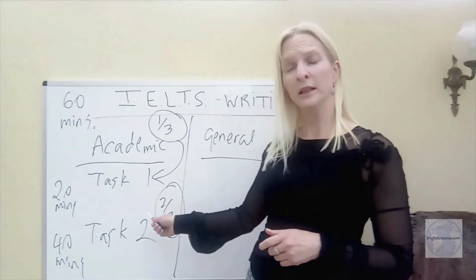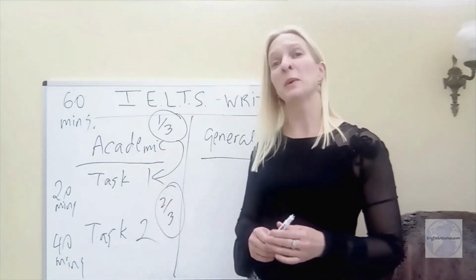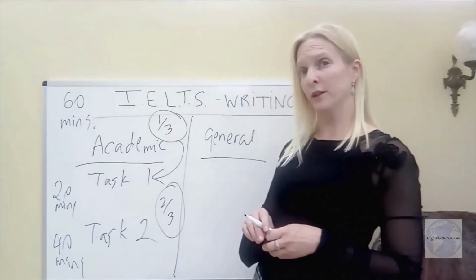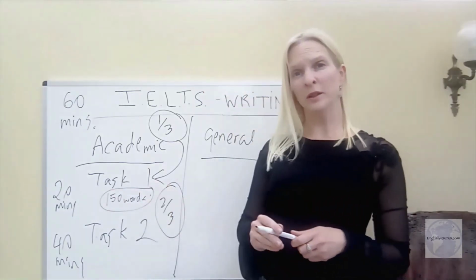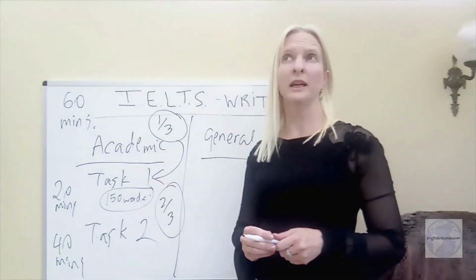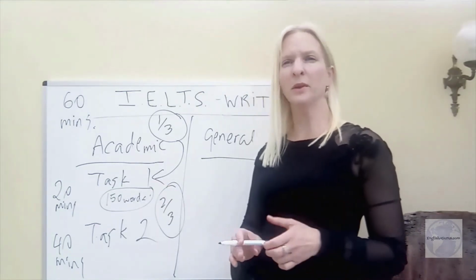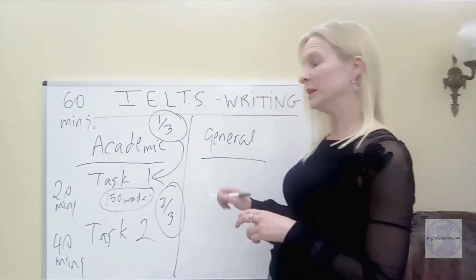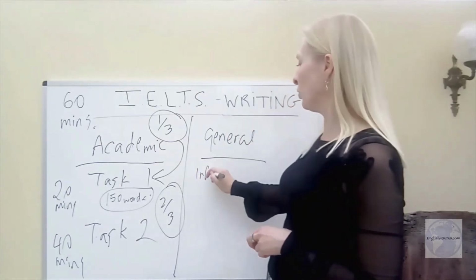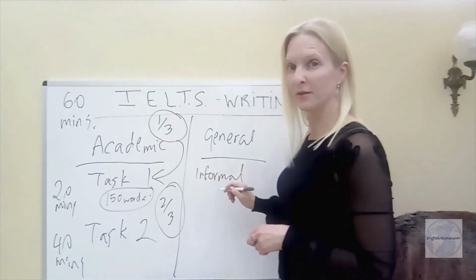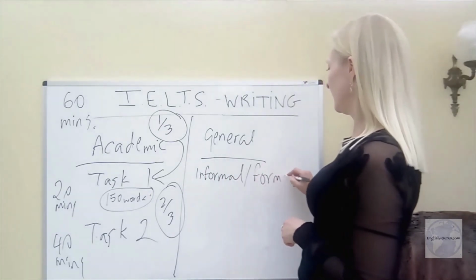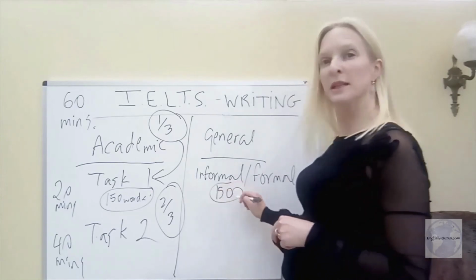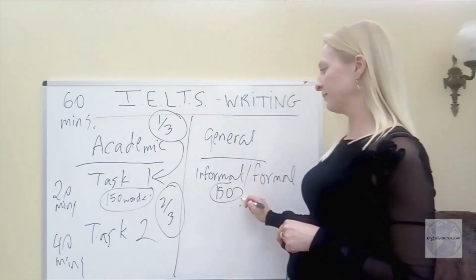In task 1 of the academic, you can expect to see a visual. So you have to write about 150 words on the visual. It could be a bar graph or a line graph or a pie chart, so something like that. And then in task 1 in general, it's an informal or formal letter. So it could be either type of letter. Again, 150 words. So the word count is the same, the time is the same.